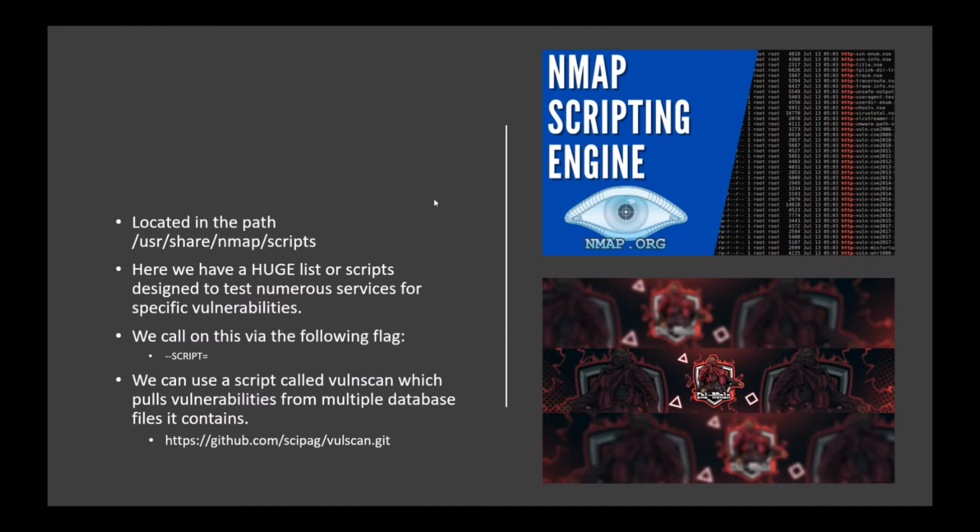Nmap Scripting Engine. This is one of my favorite go-to tools to start off first because it's dealing locally on the system here. And this is located locally on our machine, either on Kali Linux or on Parrot, which is /usr/share/nmap/scripts. Now this has a huge list. Sweet Mary and Joseph. So this has a huge list of potential vulnerabilities based off of service.